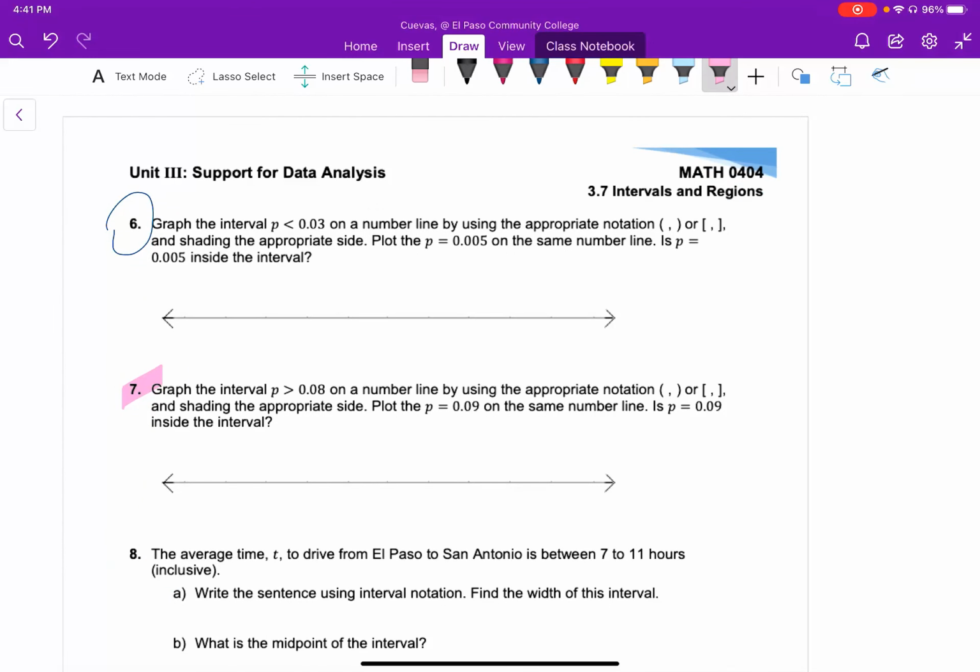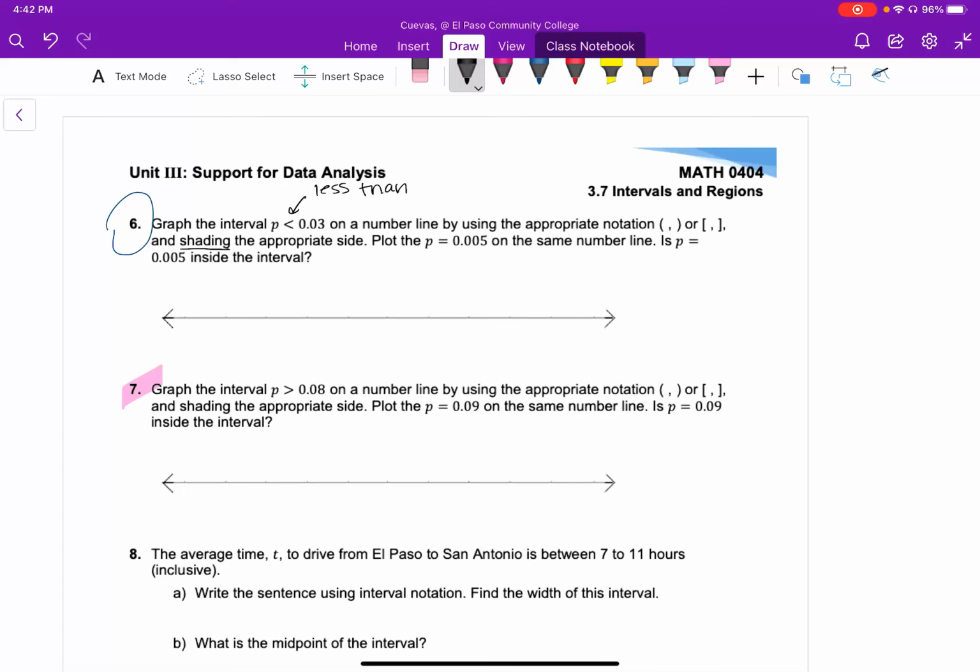It says graph the interval P less than. It is so important that you know how to read this. If you don't know how to read this, then it throws off your whole work. Graph the interval P, which is less than 0.03, on a number line by using the appropriate notation and shading the appropriate side. In this case, they're asking us to shade specifically, so I will.